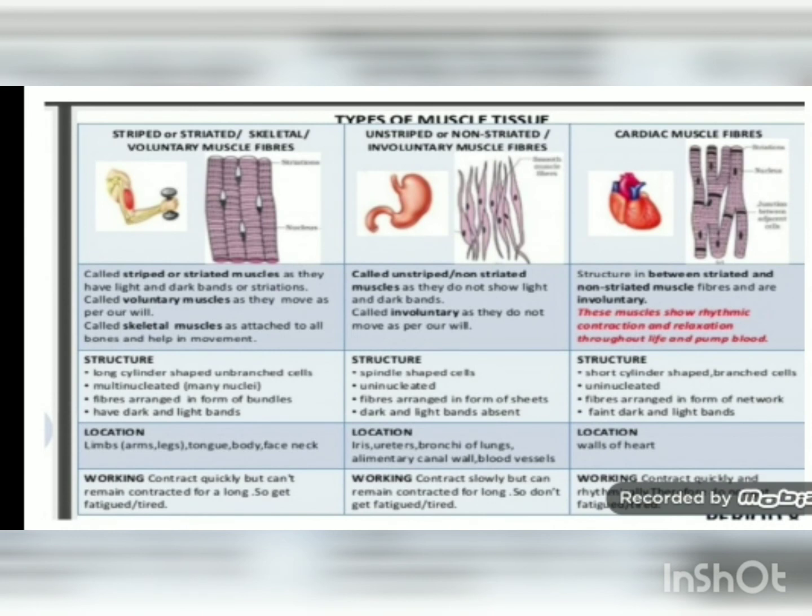Then the next type of muscular tissue is unstriated, or involuntary muscle fiber. When observed under a microscope, no dark and light bands are found, so they are called unstriated muscular tissue. They are present in body parts where involuntary movement occurs, meaning we cannot move these muscles as per our wish. They move automatically throughout life without our knowledge.